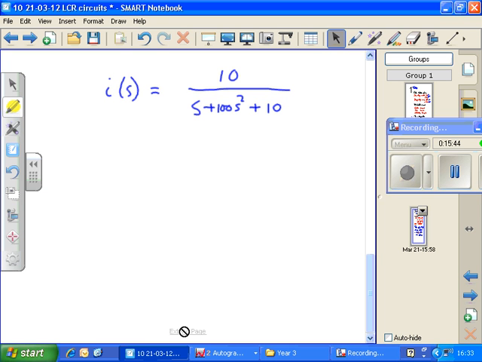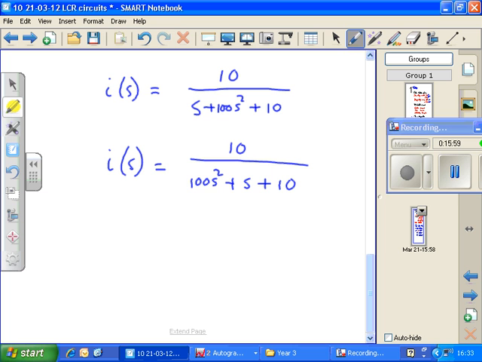So, let's have a look at this. First of all, let's rewrite this so that I s equals 10 over, now let's write it so that we've got the 100s squared first, plus the s plus the 10. The more familiar form for the quadratic. Now, when we use the perfect square method, all the ones that we did had s squared on its own. So the fact that it's 100s squared is a problem. What can we do to get rid of that 100?